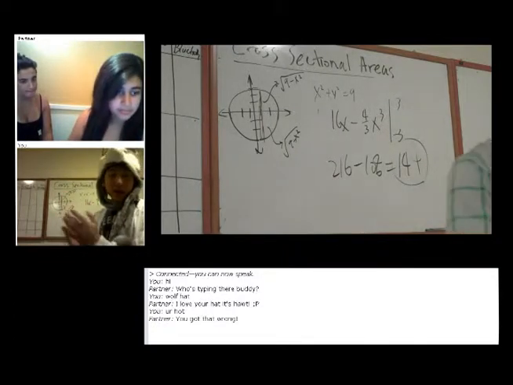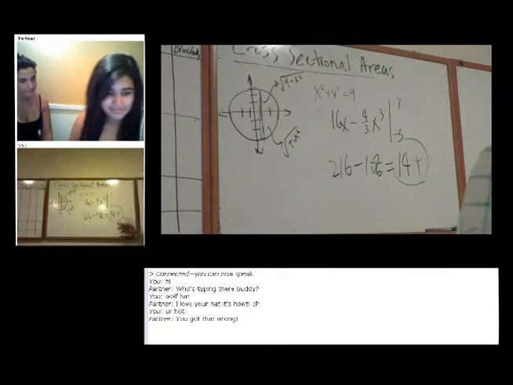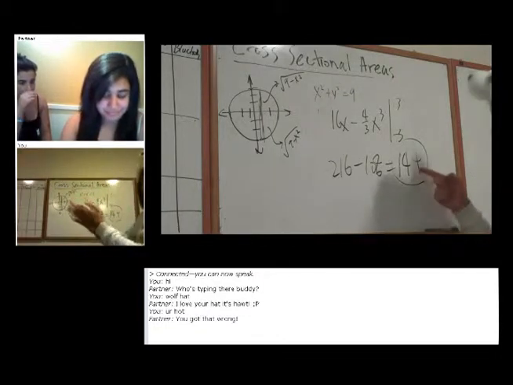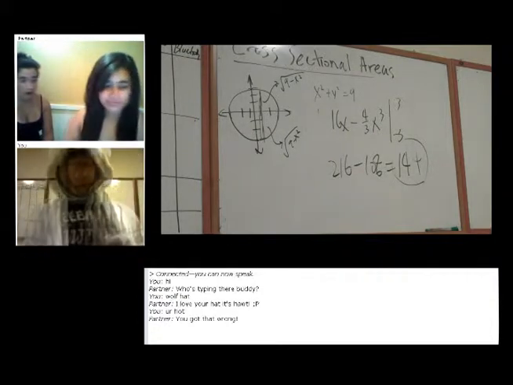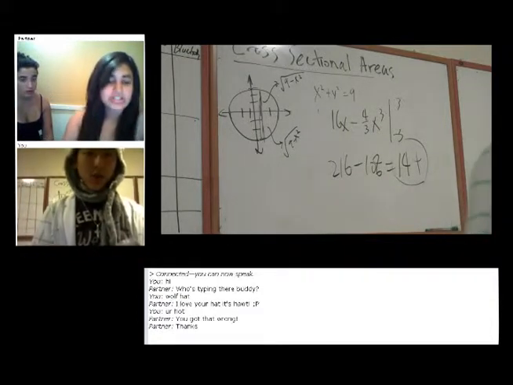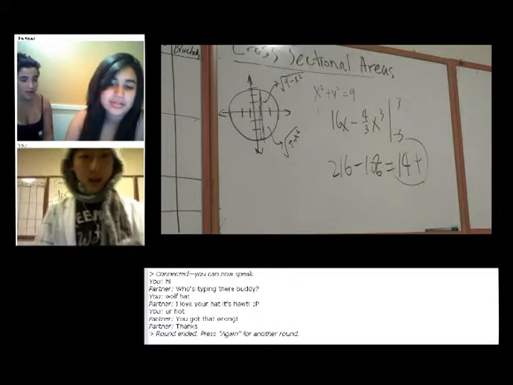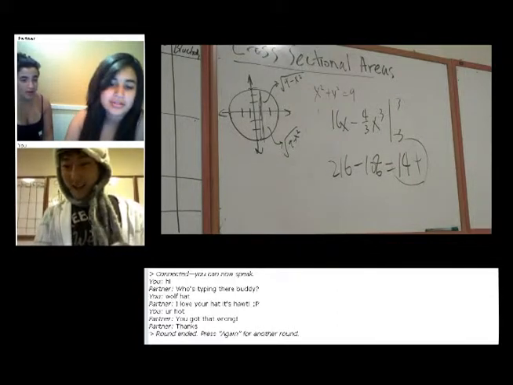144. Can everybody clap? Clap. Come on, guys. You got the answer. It's 144. Clap. Yay. Alright, thanks guys. I'm done with my calc project. Bye.